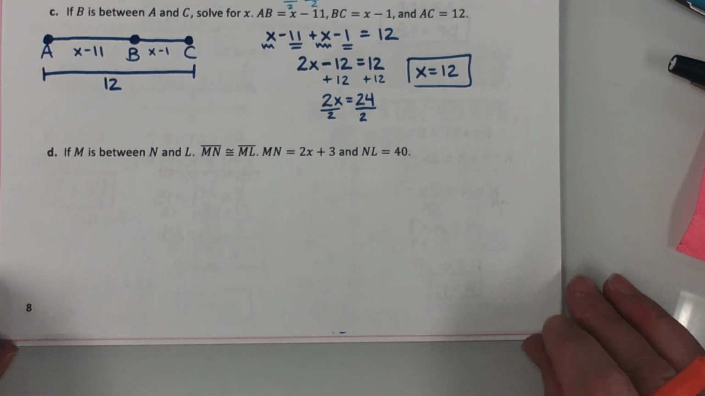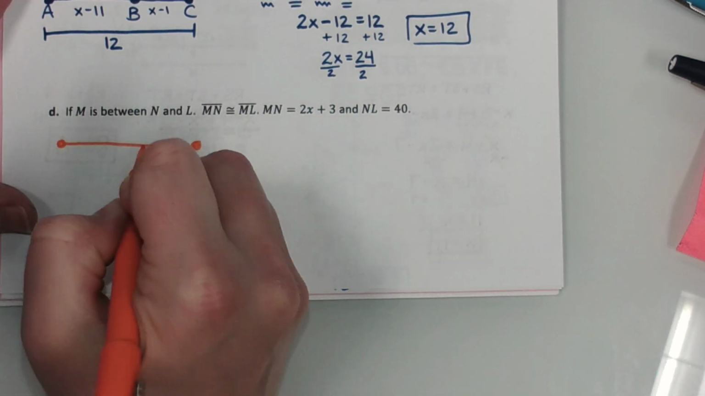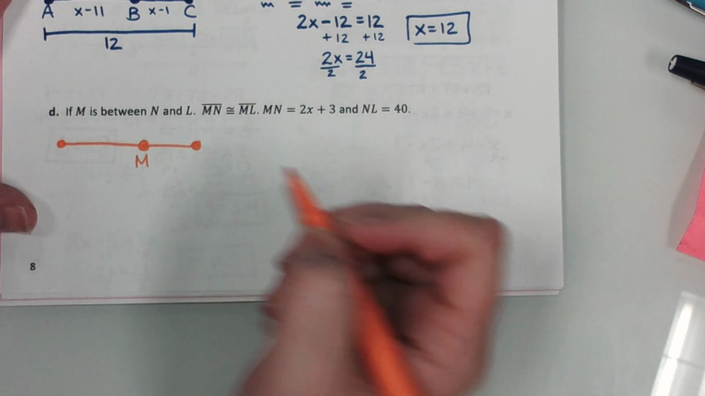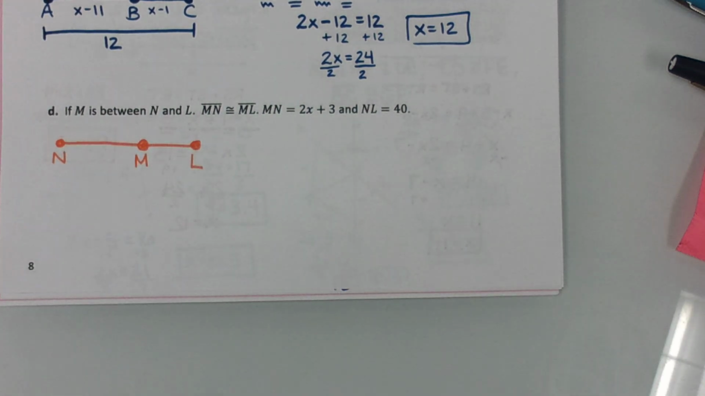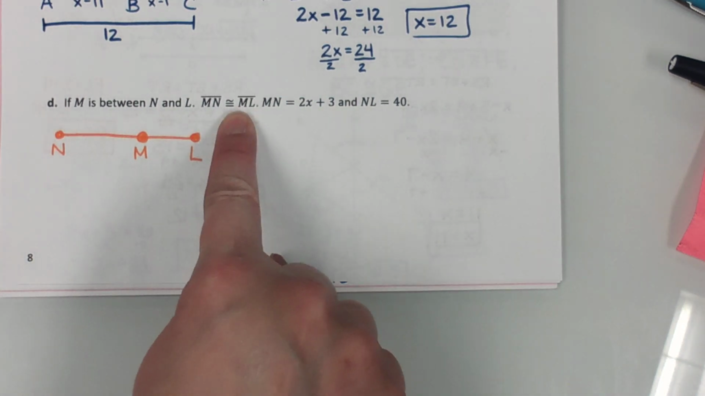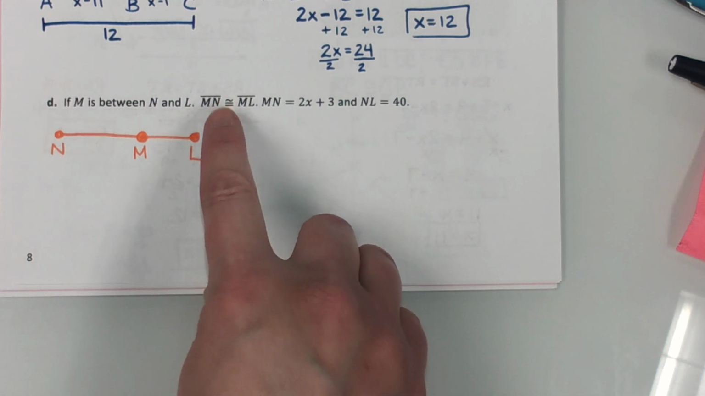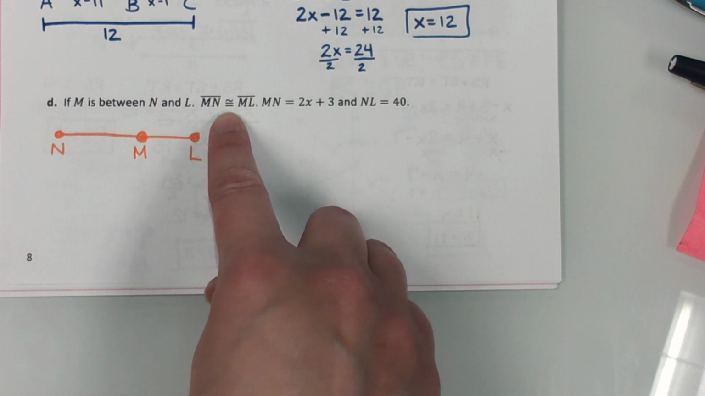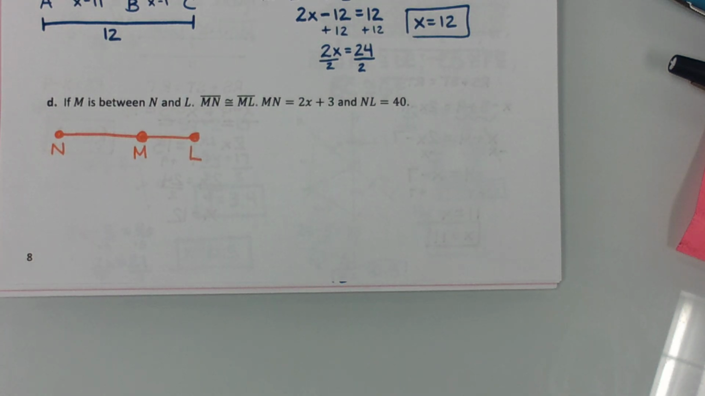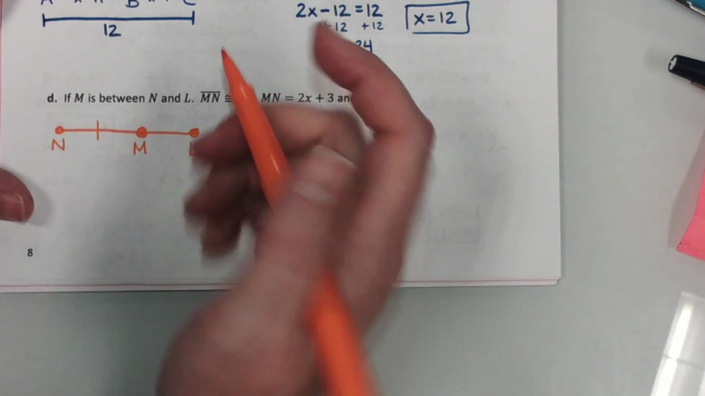Last problem says M is between N and L. I got my 3 dots. M is between, it goes on this one. N and L. And then it says this. We got the equal with a little squiggle above it. That means they are congruent, meaning they're the same. MN is congruent to ML.